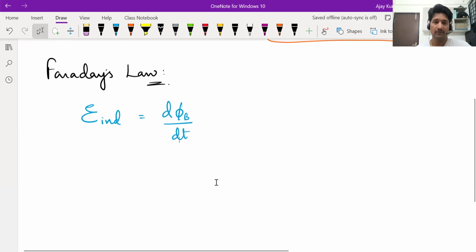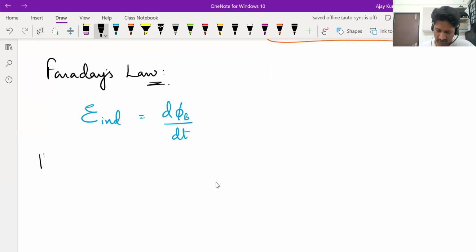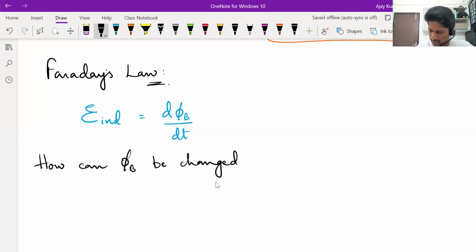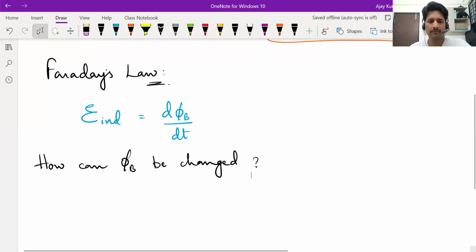Now, tell me, what are the different ways in which we can change the flux through a coil? How can magnetic flux through a coil be changed? What all can we do? Tell me the basic formula for magnetic flux. Here we can change the current flowing around. What current are you talking about? I mean, we can increase it.